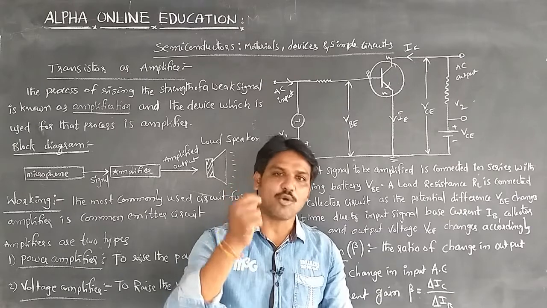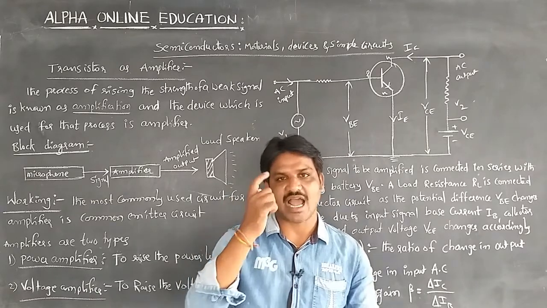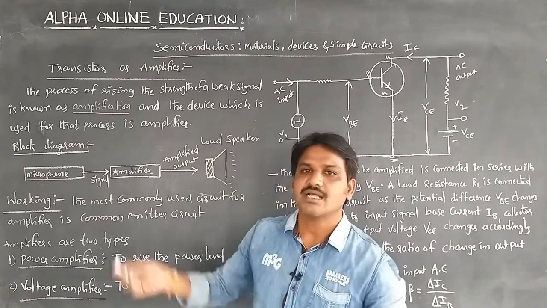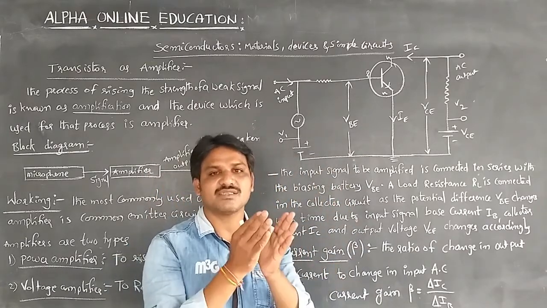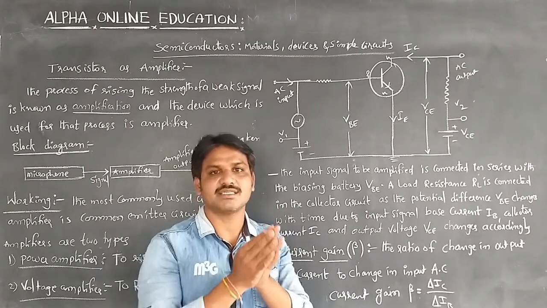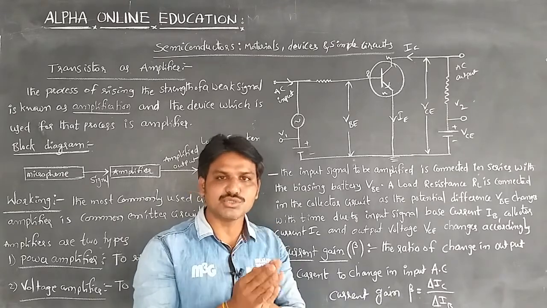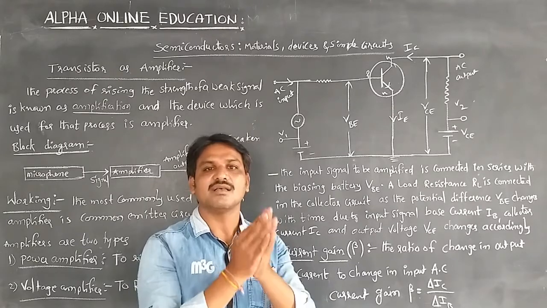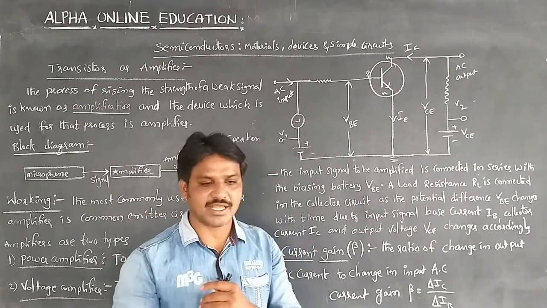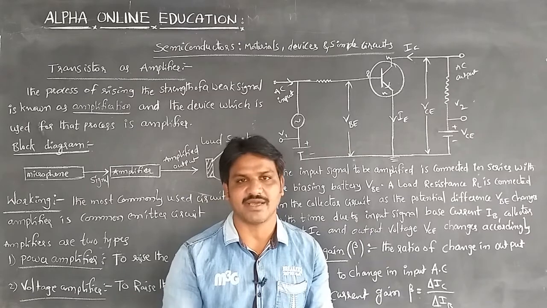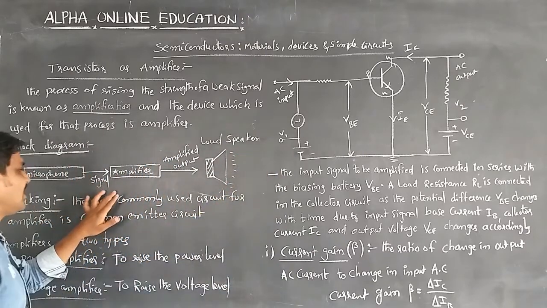When the transistor is operated in the active region, the transistor acts as an amplifier. The process of raising the strength of a signal is called amplification, and the device used to raise the strength of the signal is called an amplifier. For amplification, a common emitter biased transistor is most commonly used. Here is the block diagram of an amplifier.